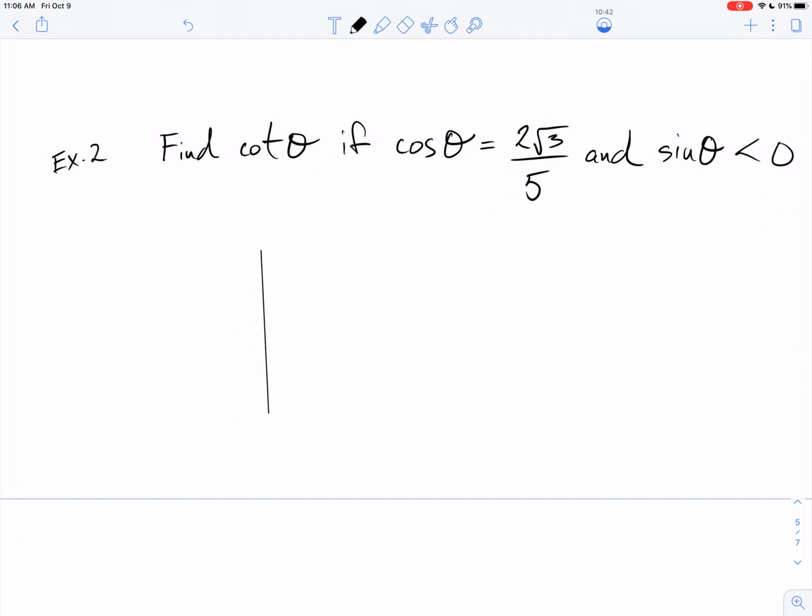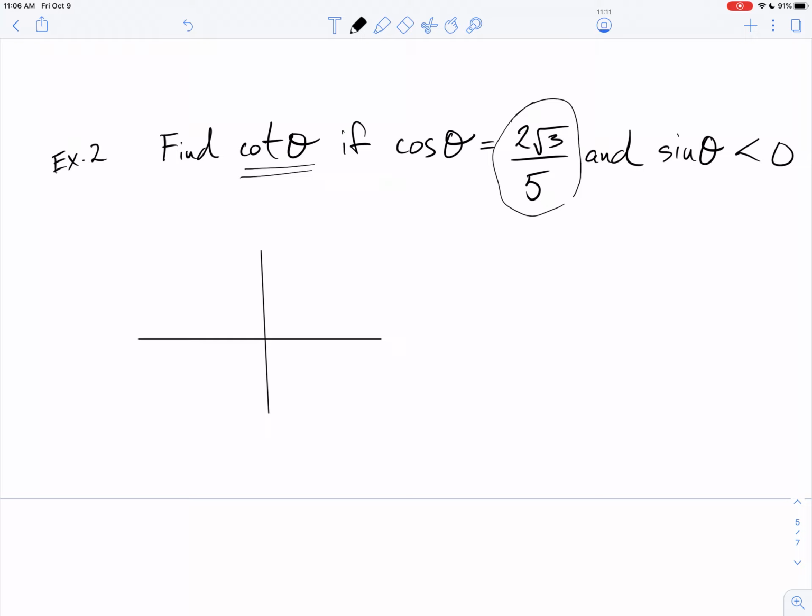I got nothing but answers for all your questions, but I got to tell you, they want me to find the cotangent for this one. But they're telling me the cosine is 2 rad 3 over 5, which happens to be a positive number. It is. That's a positive value. So that means this 2 rad 3 over 5 is either in quadrant 1 or quadrant 4.